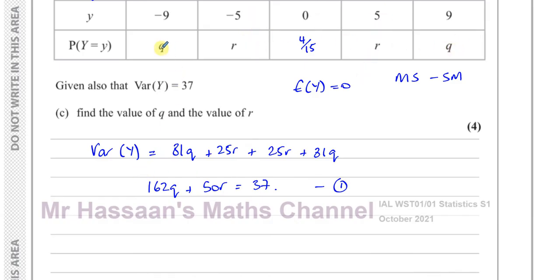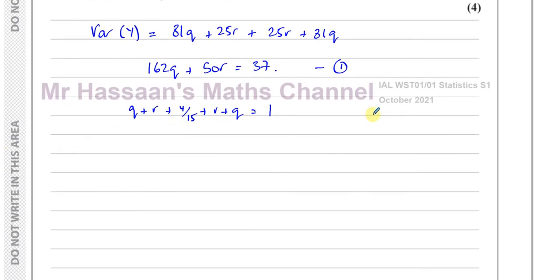What will help us also is that the sum of all these probabilities has to equal 1. Okay, so if I just add together Q plus R plus 4 over 15 plus R plus Q, that has to give me 1. So if I simplify that, just combine the like terms, I have 2Q plus 2R is equal to 1 minus 4 over 15, which is 11 over 15.